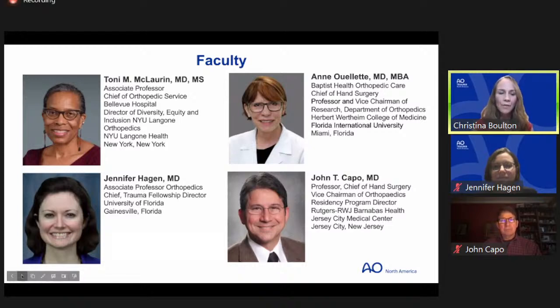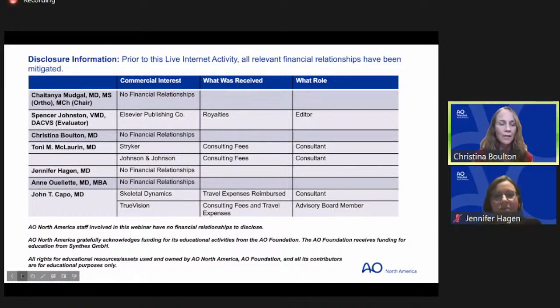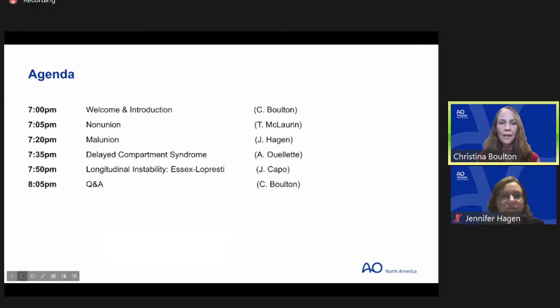So as everybody knows, the forearm is kind of an area of overlap in terms of who takes care of what. I like to think of myself as the real complication generator. So I sort of feel like most of the stuff we're going to be talking about today is probably coming right out of my practice and probably into your practice. So just quickly, no big disclosures. Here's everybody's relevant information. This is our lineup for tonight. We'll start and talk a little bit about non-union and then malunion, delayed compartment syndrome, and then longitudinal instability. There'll be a little bit of time after each talk for questions as well as at the end.